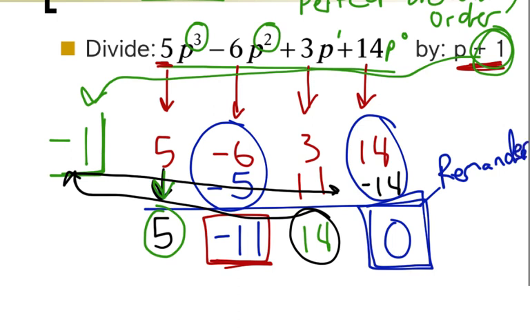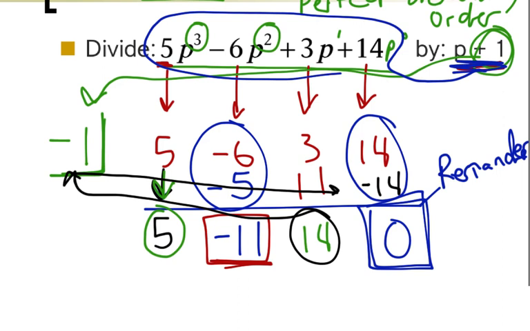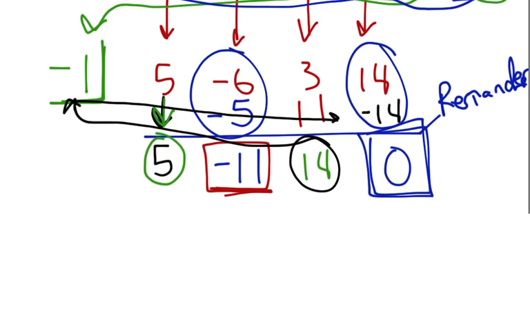Okay, and remainders are important because it tells you a couple things. If there is no remainder, like there is none here, it means that this p plus 1 went into this expression evenly. Okay, if there was a remainder, it would not have gone in evenly. Okay, so now what we need to do is write our actual solution in terms of a polynomial expression.